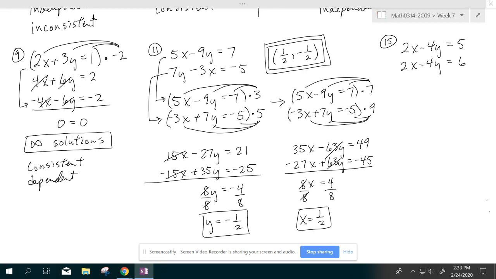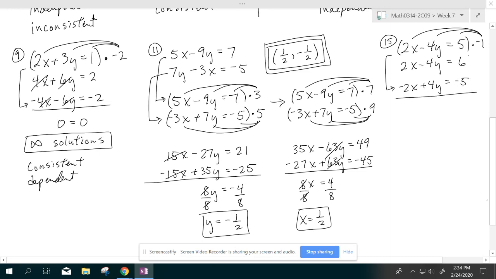Are the x's ready to cancel? No. But what if one of those 2's was negative? Then it would cancel, wouldn't it? And so all I need to do this time is multiply one of the equations by -1, and that'll change the signs and get my x's to cancel. So we're going to multiply -1, and that's going to give me -2x plus 4y equals -5. And then I can add these two equations together.